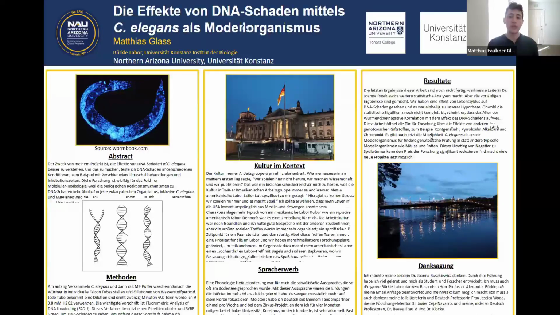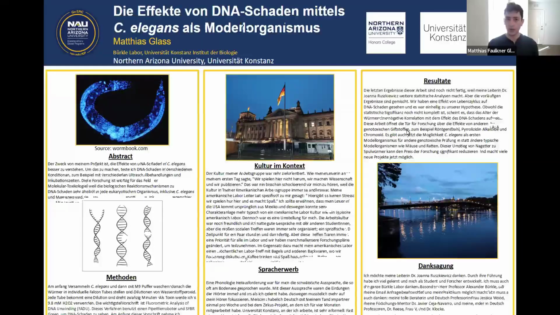So, the title of my project in English is Investigating the Effects of DNA Damage Using C. elegans as a Model Organism. C. elegans is a roundworm, which you can see on the left-hand picture, this blue illuminated organism. It's a very small roundworm. It's a simple animal, about at its largest 1 millimeter in length.